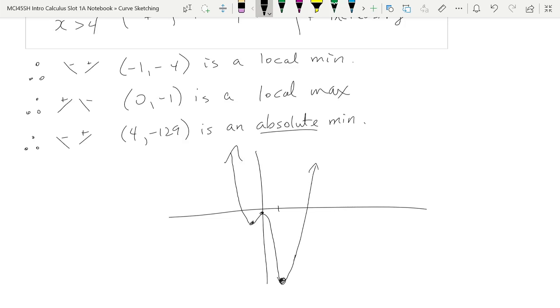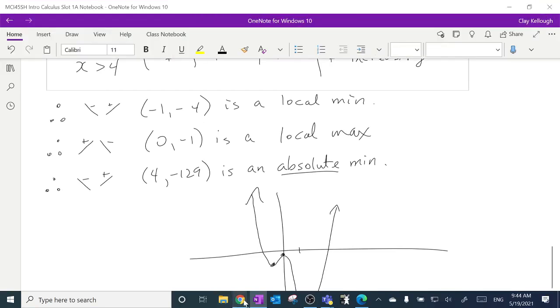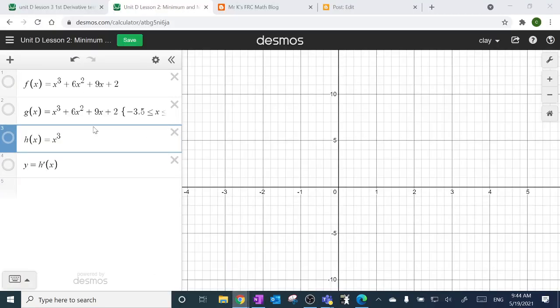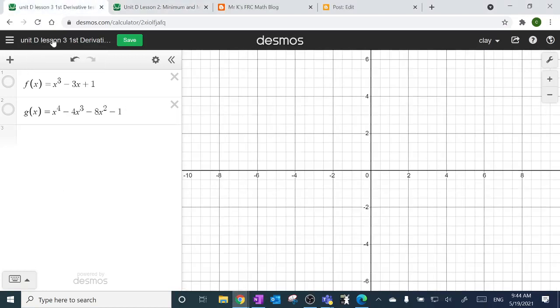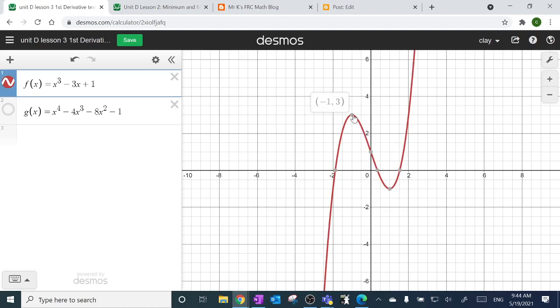And just to see how well we did on our 2 examples, I did put them into Desmos here. So let me just get to Desmos. Okay, I can't find my cursor. There we go. And let's get to Desmos. Oh, that's yesterday's lesson. There we go. So here is our first example. And compare that to the sketch we made. Pretty good. We have our local max at -1,3, our local min at -1,1.